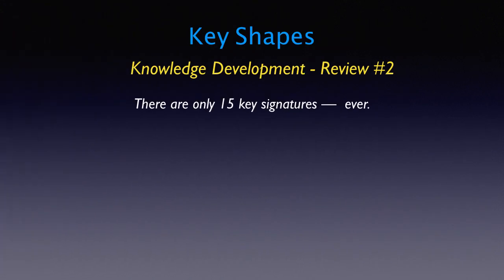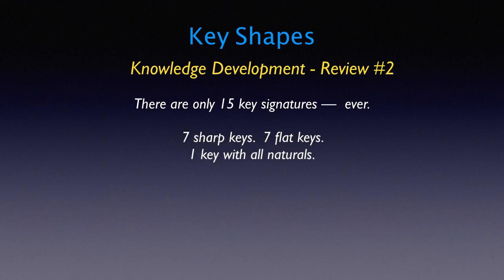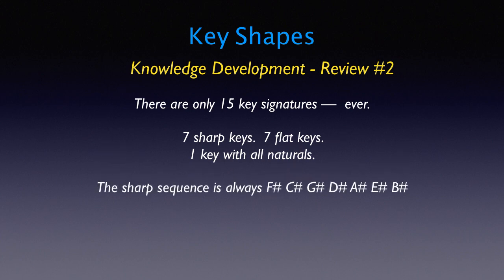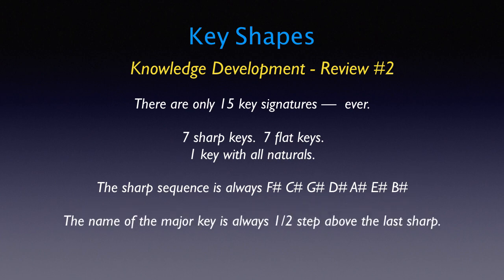Again, there are only 15 key signatures. Only 7 of them have sharps. And the sharp sequence is always F, C, G, D, A, E, B. The name of the major key is always a half step above the last sharp.